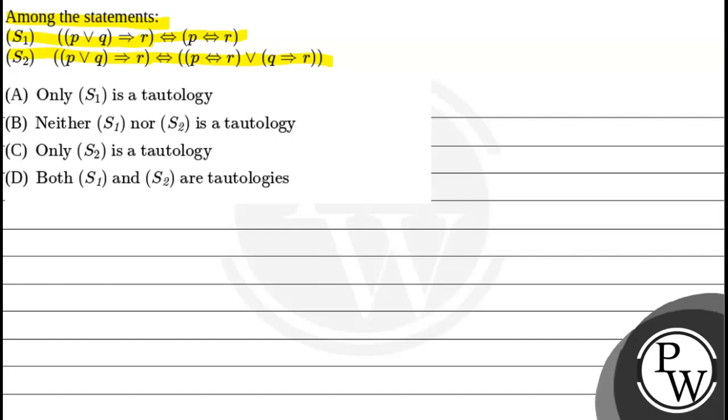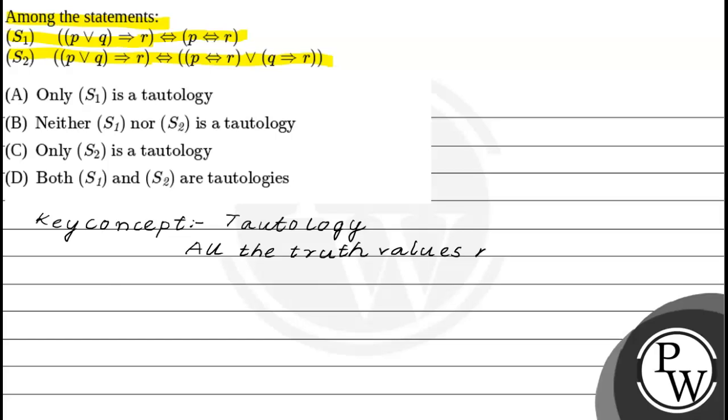So in this question we will use the key concept of tautology. For any statement to be a tautology, all the final truth values must be true. So for any statement S1 or S2 to be a tautology, all the final truth values must be true.